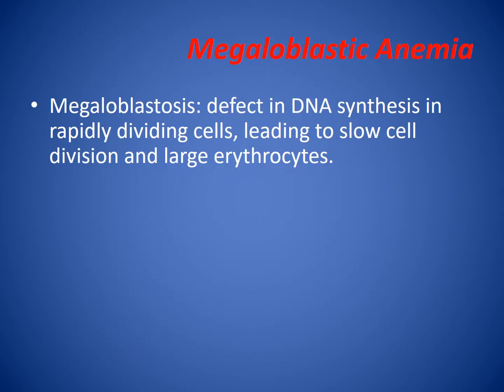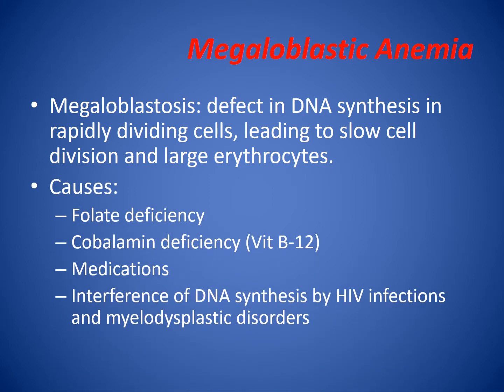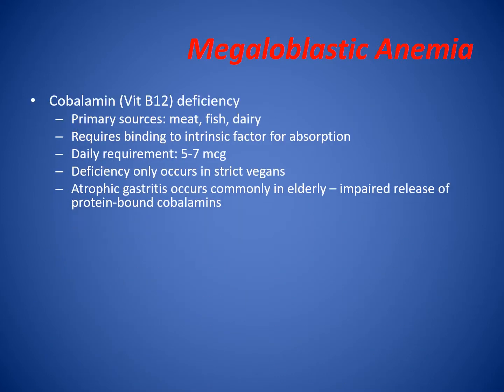With megaloblastic anemia, this is about the synthesis and the division of cells. We typically see this with our folate deficiencies, our vitamin B12 deficiencies. Medications can cause this, and HIV infection actually is one of the mediating factors of this type of anemia. So for this type of anemia, our vitamin B12 deficiency, here's where we primarily get our vitamin B12 throughout our day. So it's basically coming through our diets.